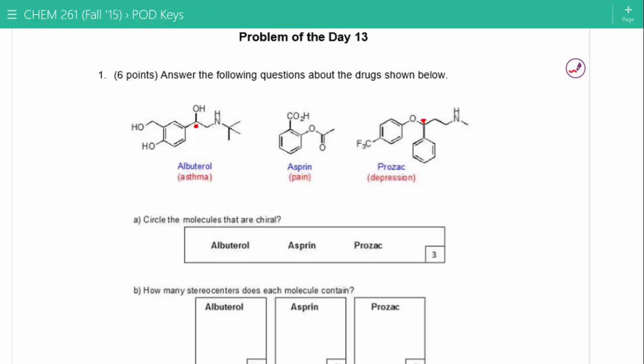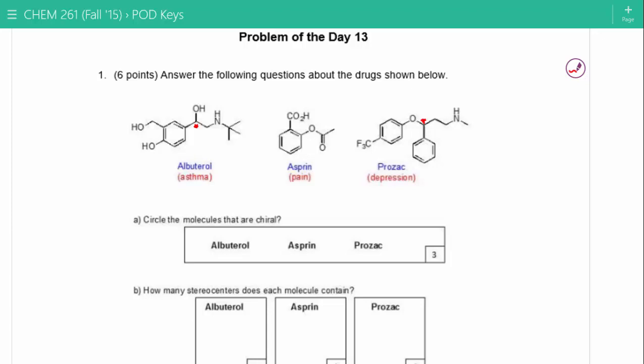A couple of you noticed some tricks, too. If you see any sp2 hybridized atoms, they can't be stereocenters, right? They don't have 4 different groups attached. So you're only looking at the tetrahedral or sp3 hybridized atoms. Just ignore anything that's in a benzene ring.